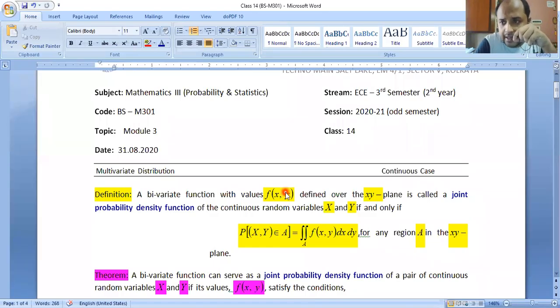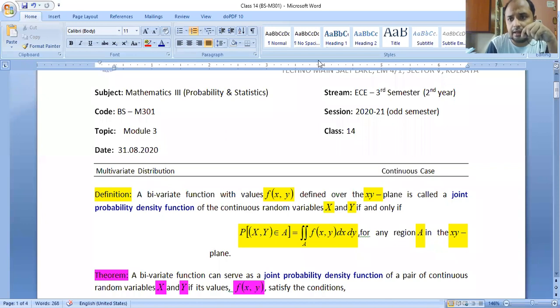So let's begin and let's go slowly, because in module 2 there are not many things. I've already discussed the bivariate distribution in terms of probability, the joint probability mass function. And I also discussed a joint distribution function corresponding to discrete bivariate random variables. So that has already been done. My discussion today is about the bivariate distribution for the continuous case.